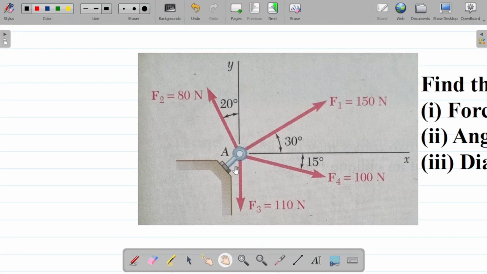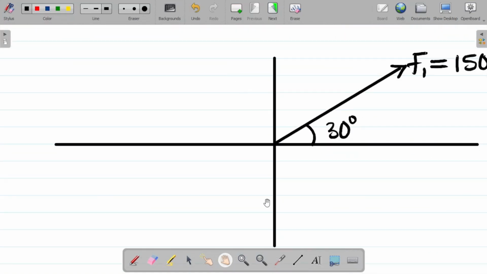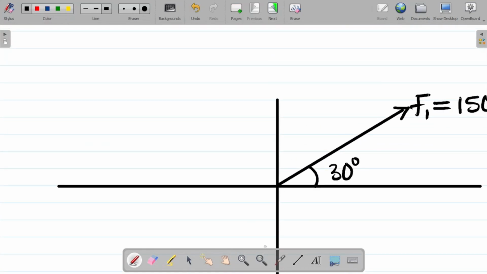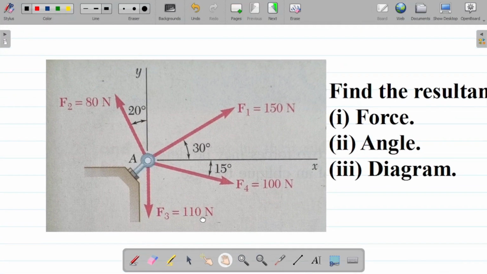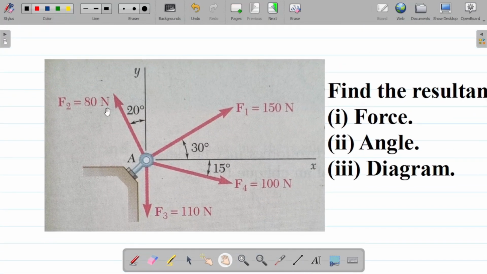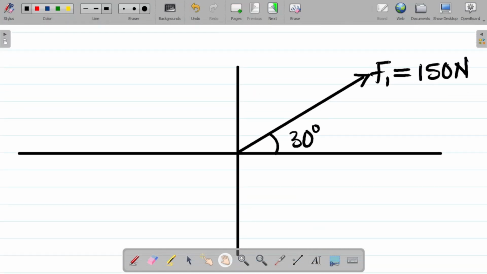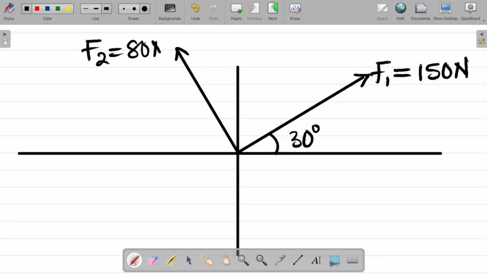Next up, you have F2. F2 is 80 Newton inclined at 20 degrees to the vertical. So 80 Newton, 20 degrees to the vertical. F2 equals 80 Newton inclined at 20 degrees to the vertical.